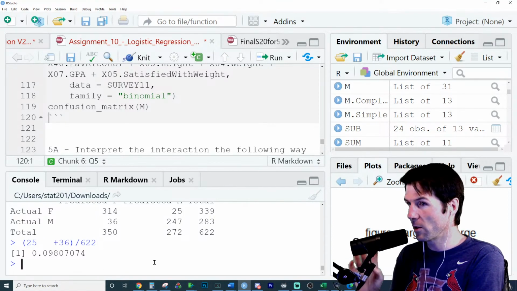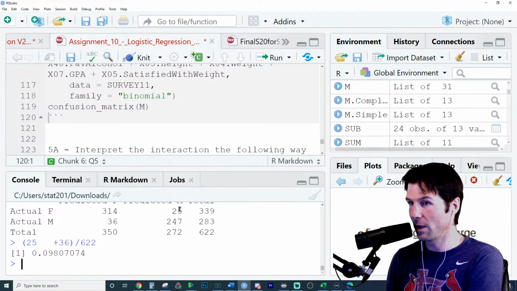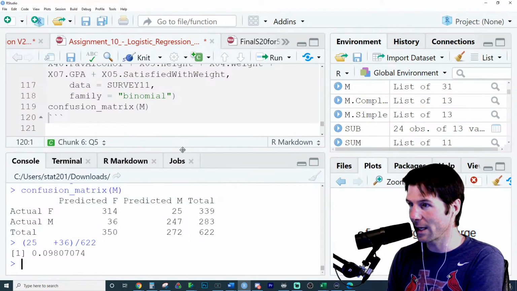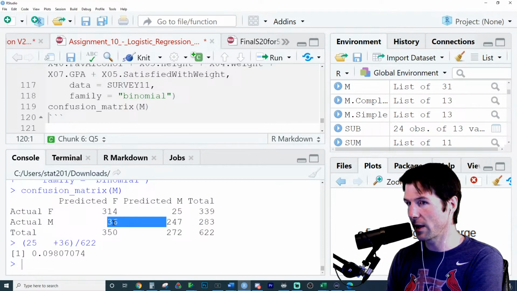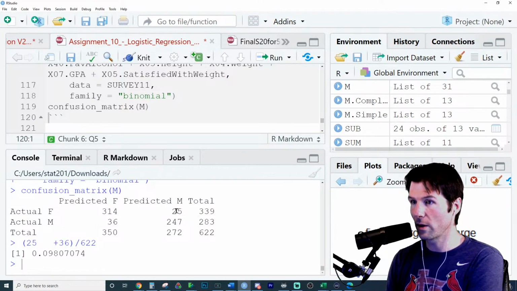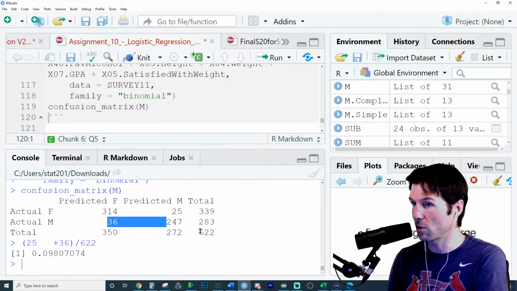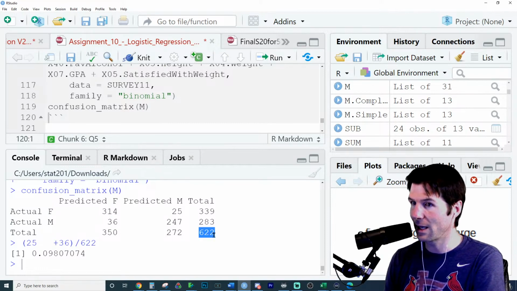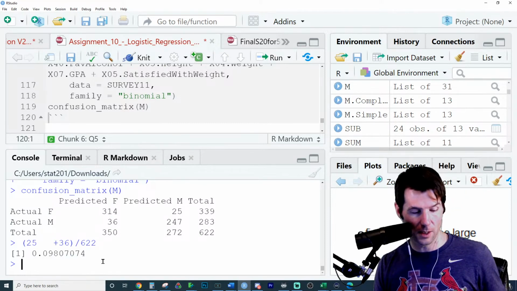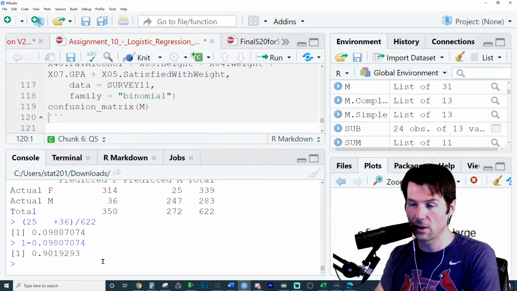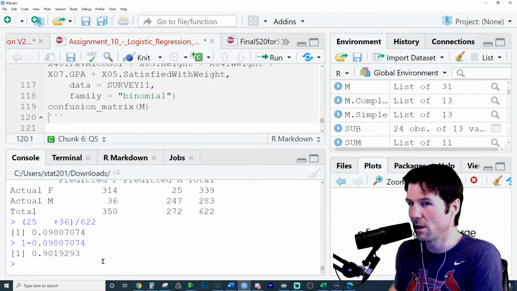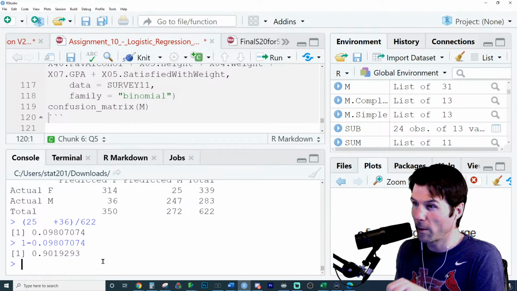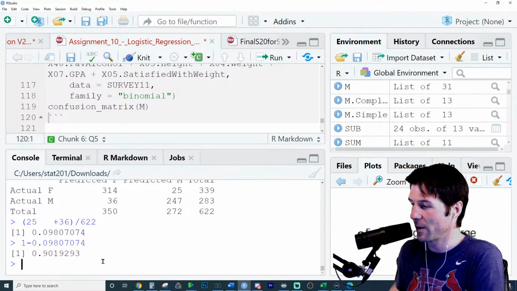Is this making sense, how to look at the confusion matrix and realize that these are the people on the off-diagonal, the people we are classifying incorrectly? These are 25 individuals predicted to be male who are actually female. These are 36 individuals predicted to be female who are actually male. Adding together the two and dividing by the total gives us the percent misclassified. To get the accuracy of the model, we can take the complement: we're wrong about 10% of the time and right about 90% of the time. Hopefully that's making sense.